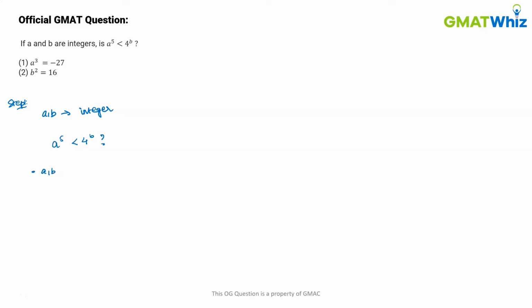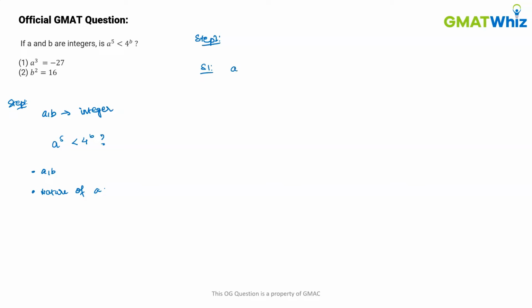The second thing would be to understand the nature of a, because if a is negative, and the number on the right hand side of the inequality will always be positive, then in that case also the statement would suffice. So let's move on to step 2 and analyze statement 1.